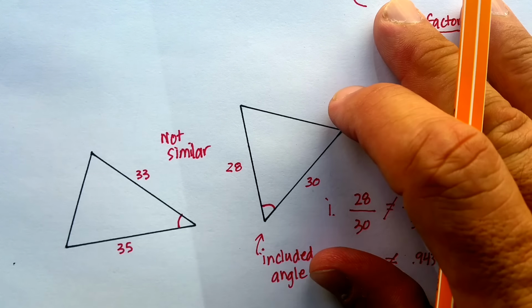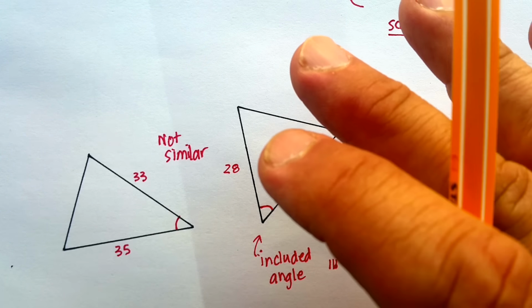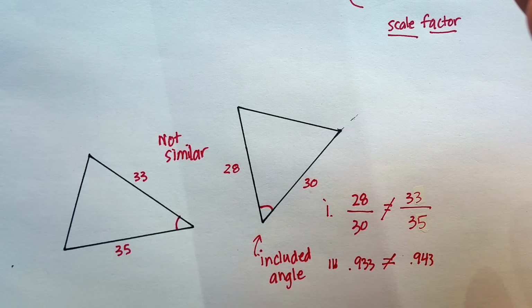Okay, so I hope this was helpful in indicating different strategies that you can use to indicate whether two triangles are similar or not.